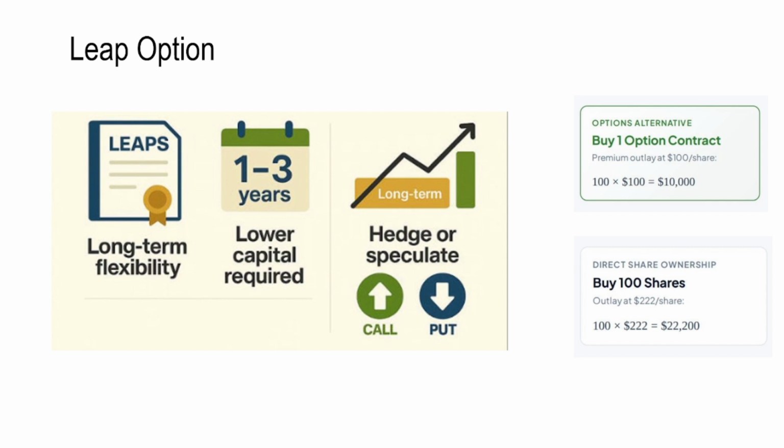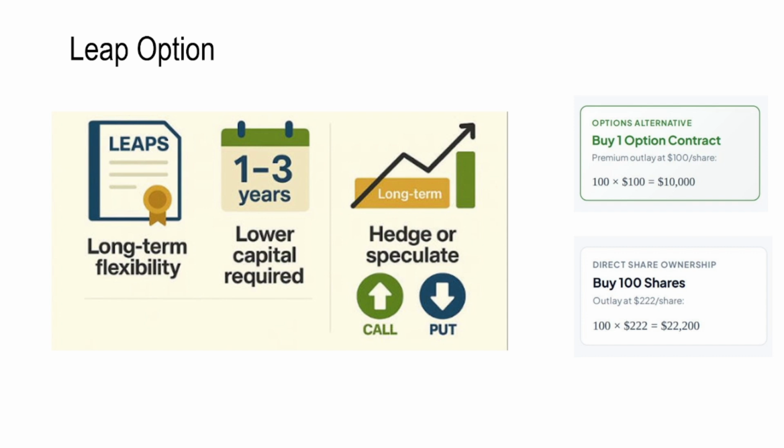Before we get into any specific trade, let's understand what a LEAP option actually is. LEAP stands for Long-Term Equity Anticipation Security. That sounds complicated, but it just means an option contract that gives you long-term flexibility to hold stocks, usually expiring anywhere from 1 to 3 years out. The biggest reason investors use LEAPs is leverage and low capital requirements. It lets you control the exact same amount of stock for a fraction of the cost.